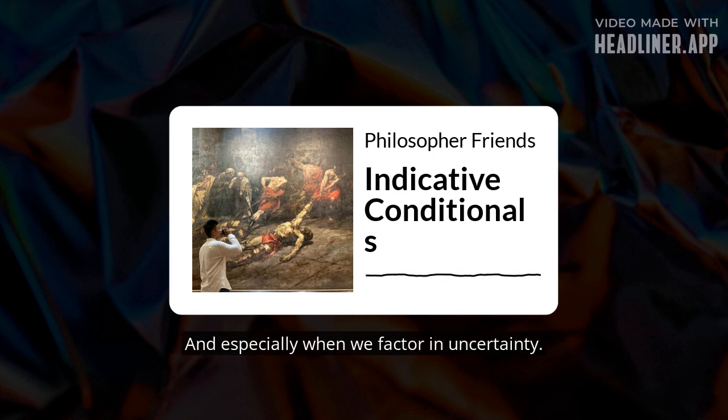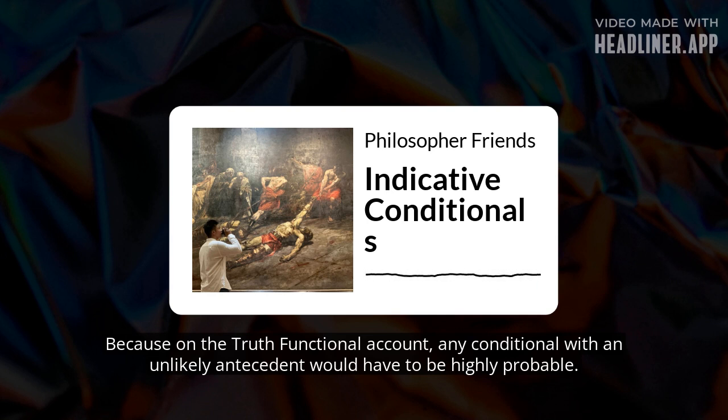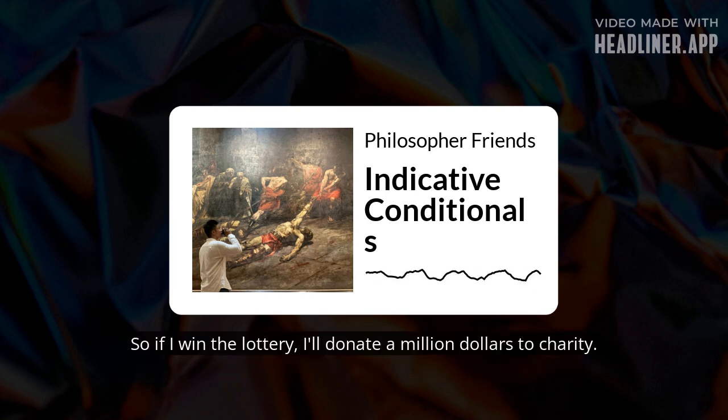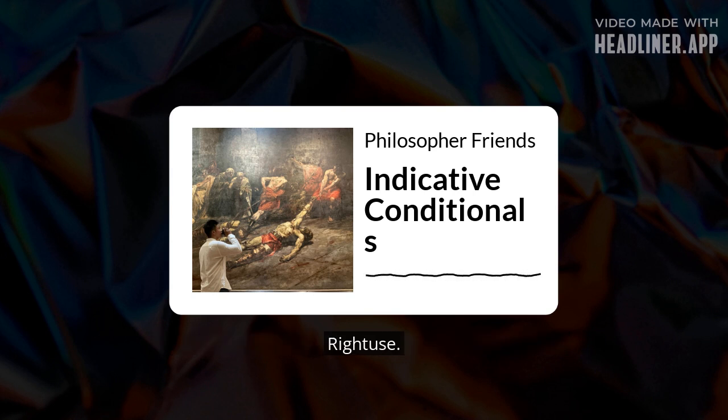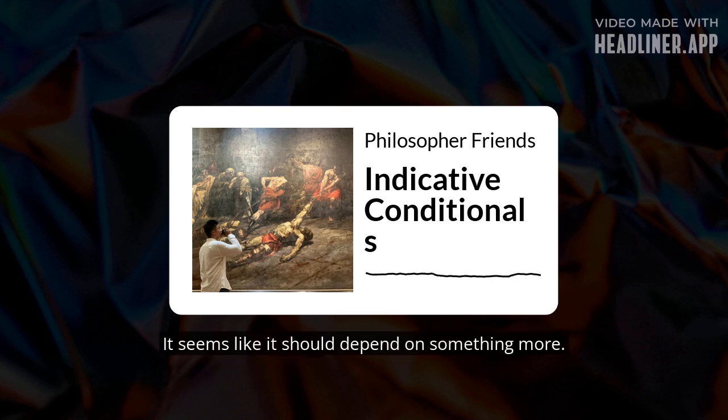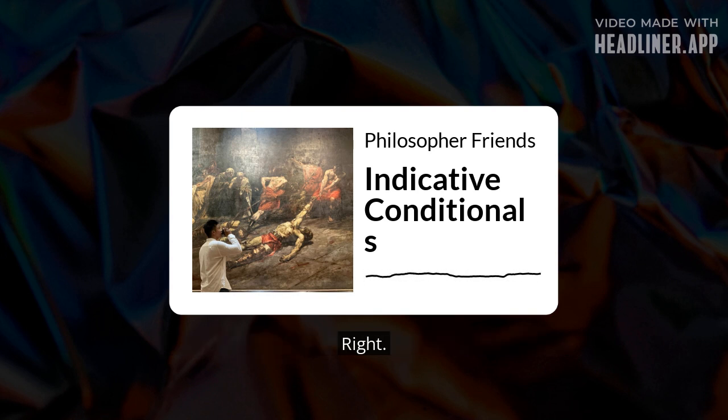They're still weird, especially when we factor in uncertainty. On the truth functional account, any conditional with an unlikely antecedent would have to be highly probable. So if I win the lottery, I'll donate $1 million to charity. That's probably true, according to the truth functional account, because I'm probably not going to win the lottery. But that's not really how we think about that. It seems like it should depend on something more than just the odds of winning. So that's one of the big challenges for the truth functional view. So where do we go from here?